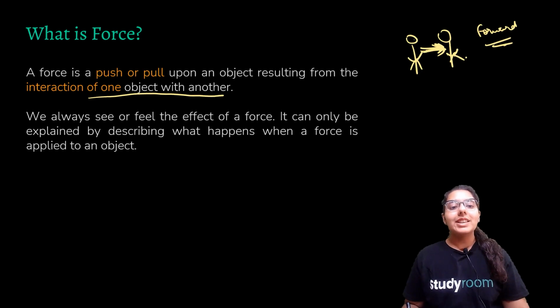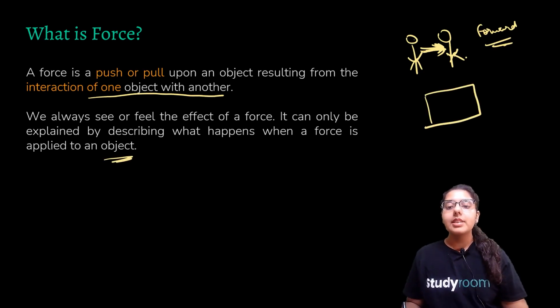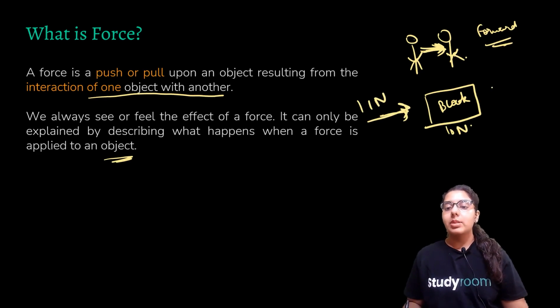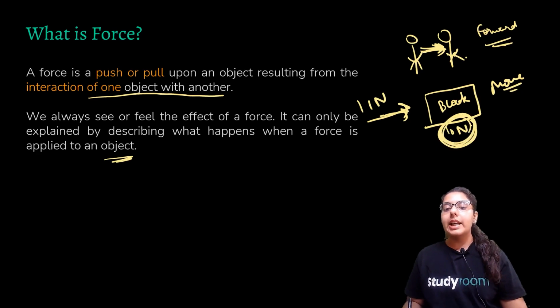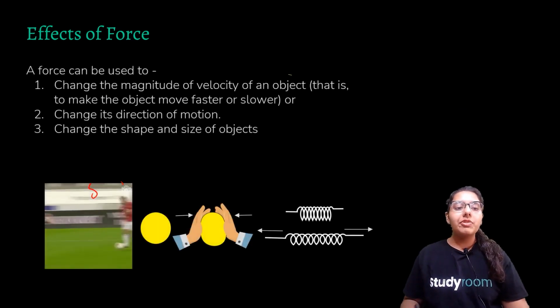So we always see or feel the effect of a force. It can only be explained by describing what happens when a force is applied to an object. For example, this is a block of say 10 Newton and you're applying 11 Newton force from this side. So this block will move, correct? Because you're applying a force which is greater than the weight of the object.